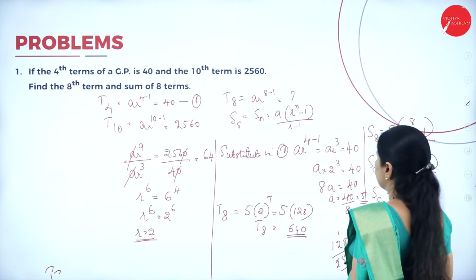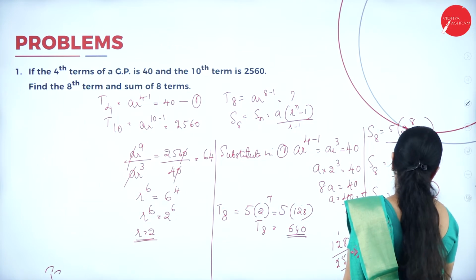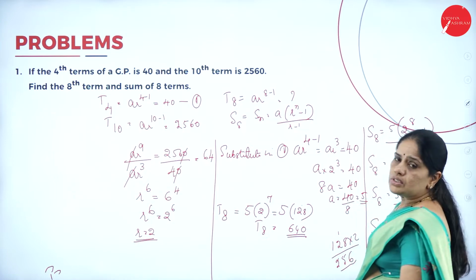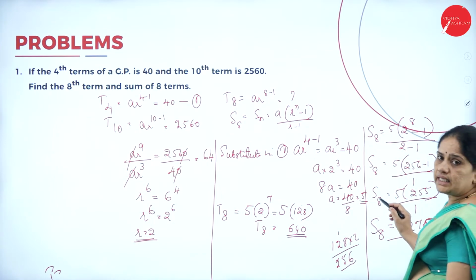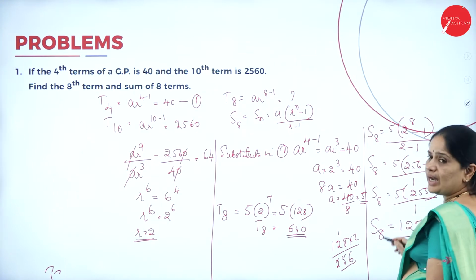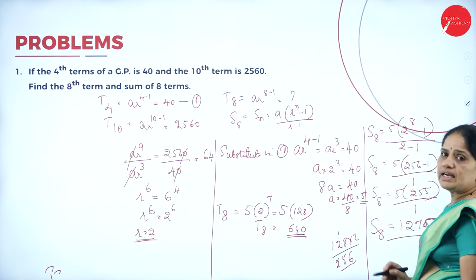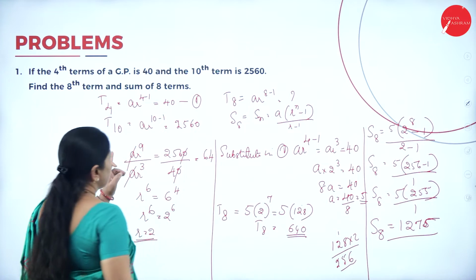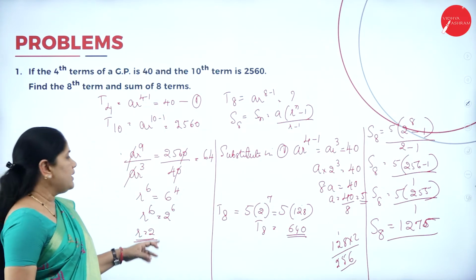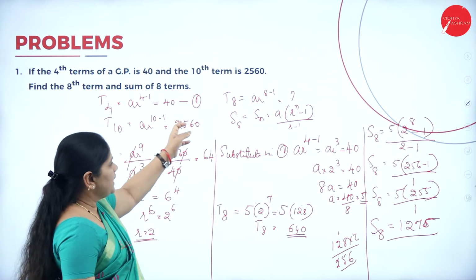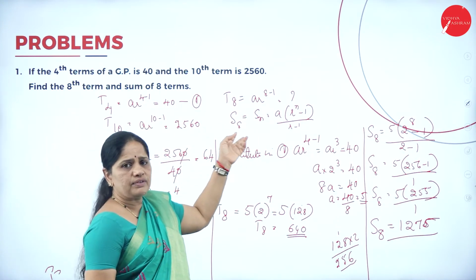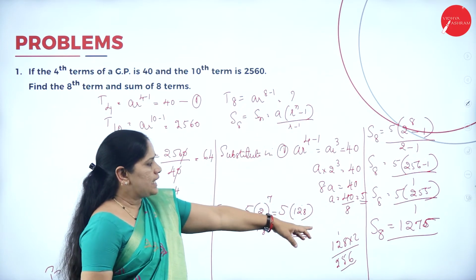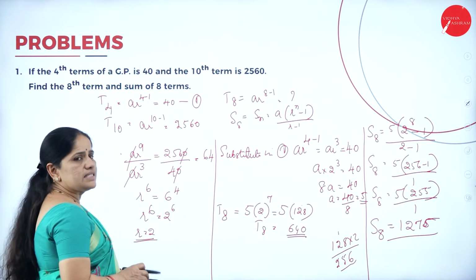So when we simplify this, S8 will be 5 into 255, which is 1275, the answer. Now, I hope you have followed this. First, we find out the value of r using the Tn formula. Then we find the sum of the terms, that is Sn equals a into r to the power of n minus 1 over r minus 1. So we get S8 equals 1275 as the answer.